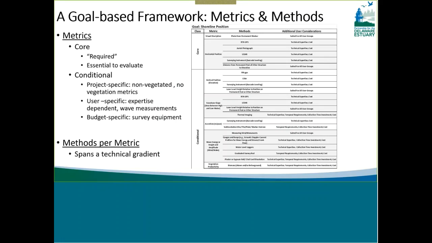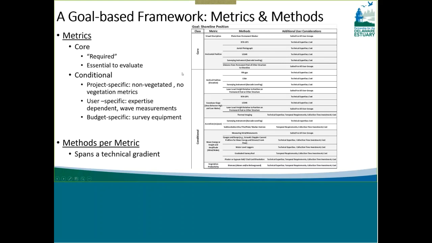And for each one of those goals, it provides you with a couple of tables. In those tables, and there's an example of the shoreline position one here, you'll see across this row, if you can see my pointer, there are different metrics and associated methods, and user considerations, which will help you choose your methods. But there are also a couple of different classes here, core metrics and conditional metrics.